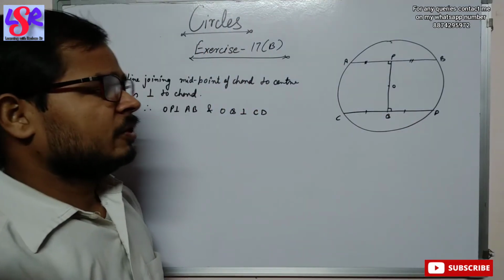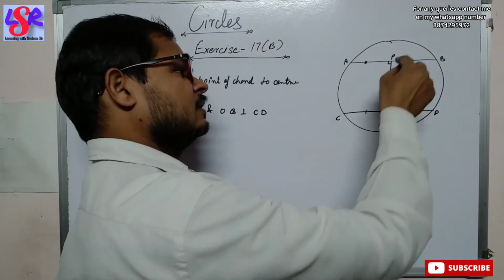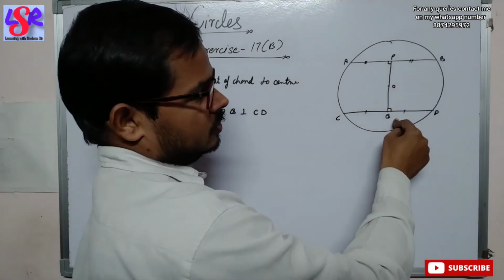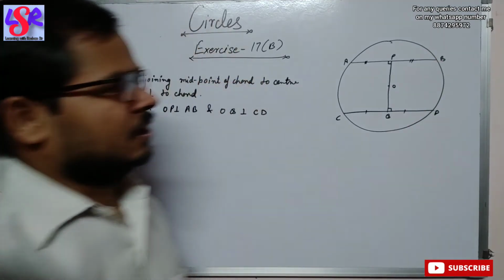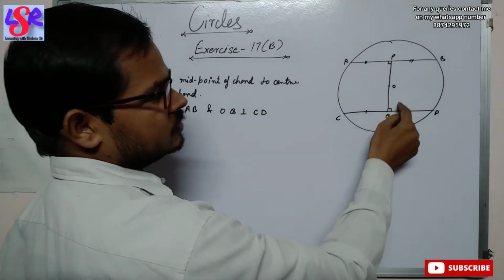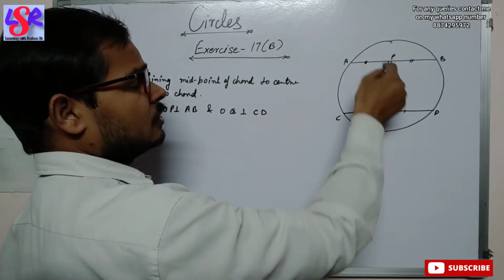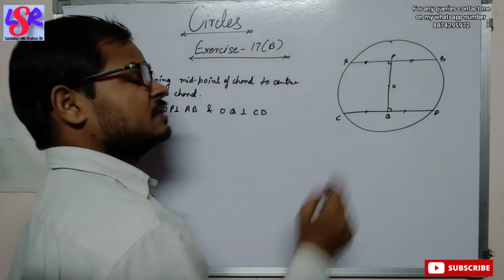Now in the question we are already given that POQ is a straight line, as it is saying the line joining the midpoints of the chords passes through the center. This means POQ is a straight line. Now as we see that this is 90 degrees and this one is 90 degrees, and they are also interior alternate angles, therefore AB can be proved parallel to CD.